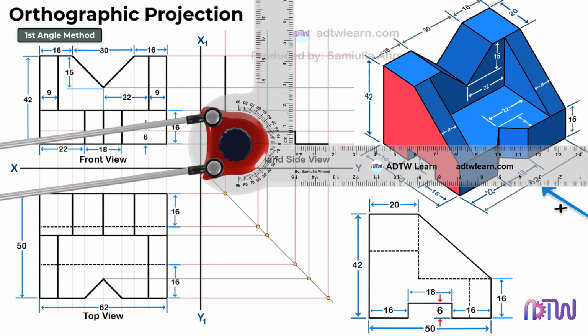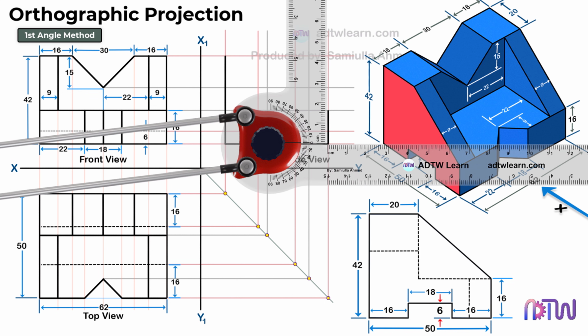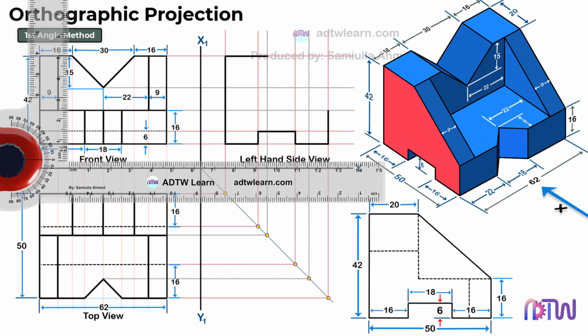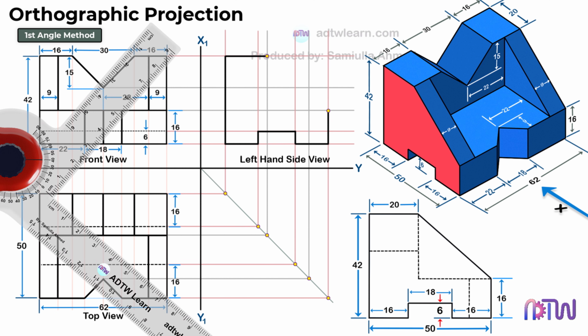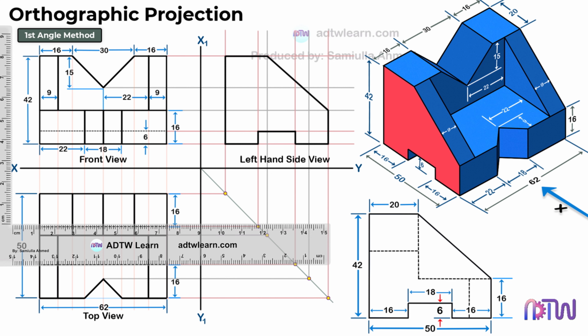Next, draw a 16 mm vertical line from this endpoint. Draw a 20 mm horizontal line from this endpoint. And join these two endpoints. Therefore, we got the outline for the side view. After this, we need to draw the dotted lines representing the hidden features of the object.